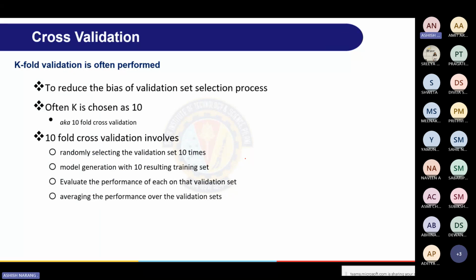There's another technique that we're going to talk about, which is cross validation. Any questions on validation? Any questions? Are we good with what we have covered so far? Okay. Anybody else? Okay.